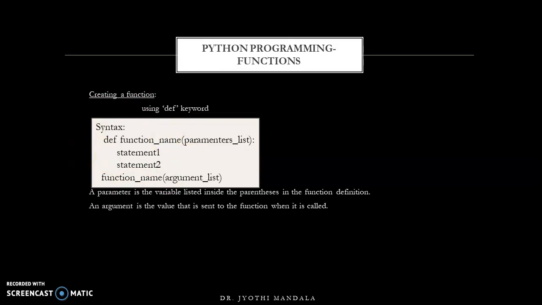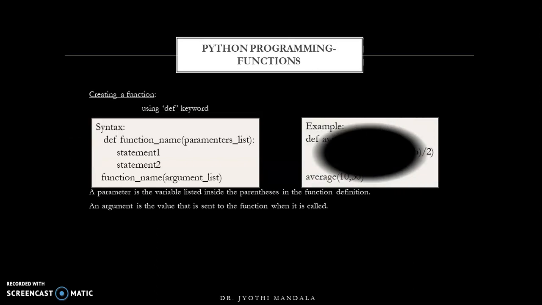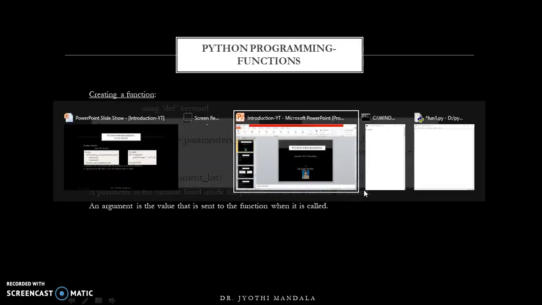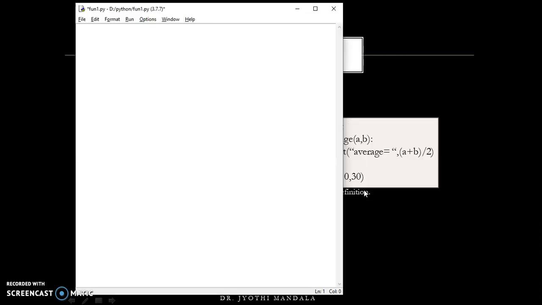Now let us see an example for this one. If you see this example here, I am defining a function called average where I am accepting two parameters, and with these two I am calculating. I am simply displaying the value, and here I am calling this function and passing two values. Let us write this program and check this out.